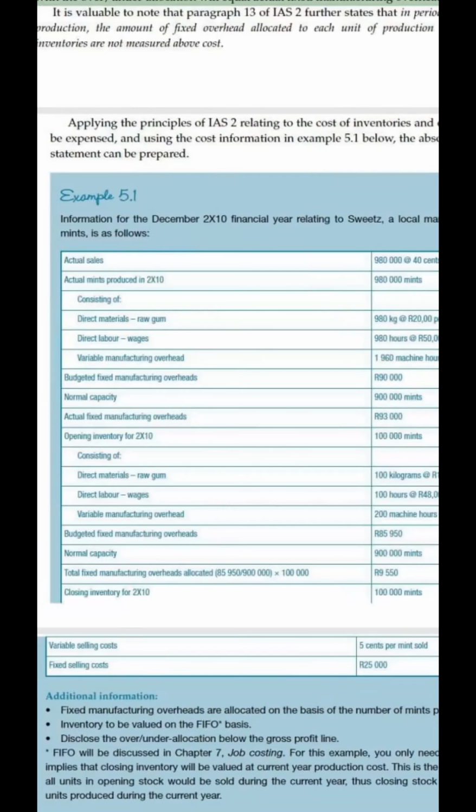And then the production costs are going to be consisting of direct materials, direct labor, variable manufacturing overheads, budgeted fixed, and then the normal capacity there is 900,000. So it seems we exceeded the normal capacity. Normal capacity is normally 900,000, but there they went right up to 980,000. Right, that's quite good.